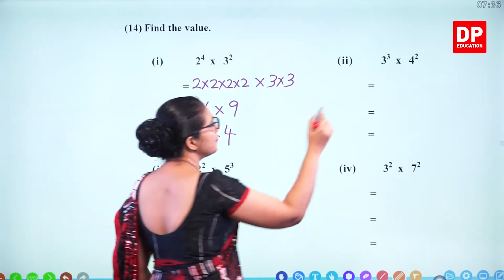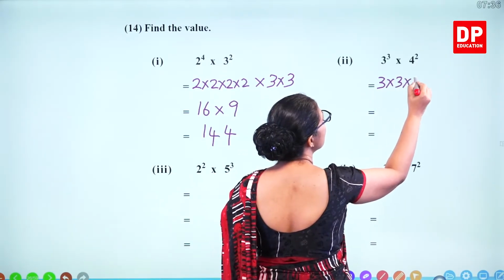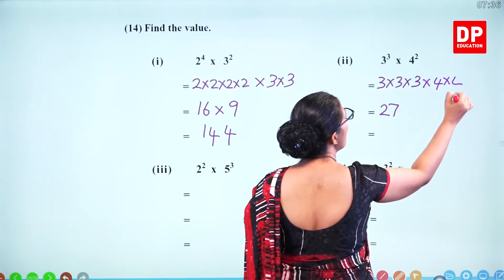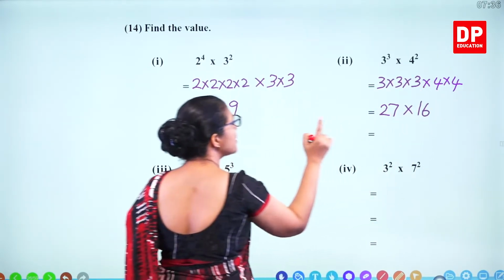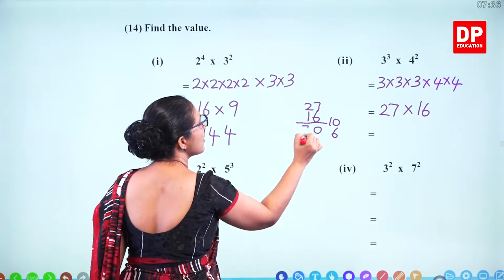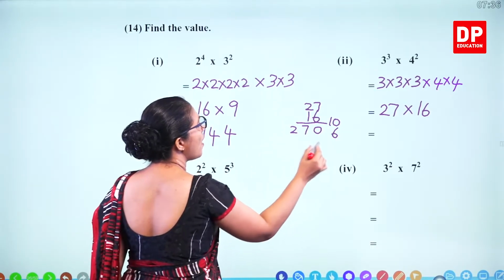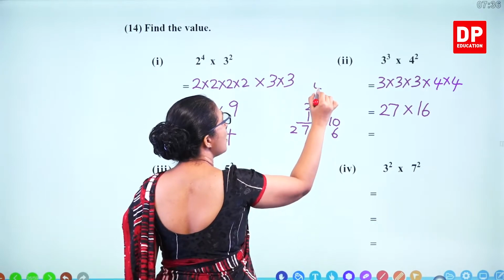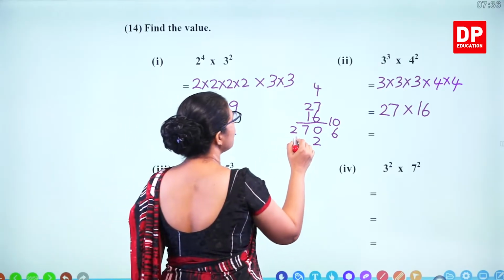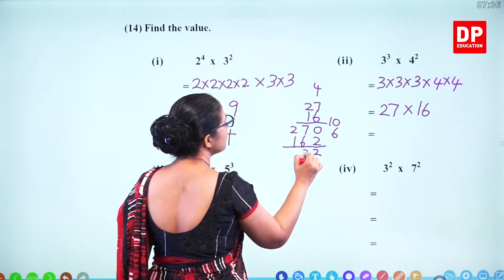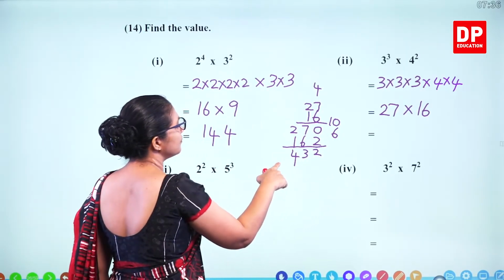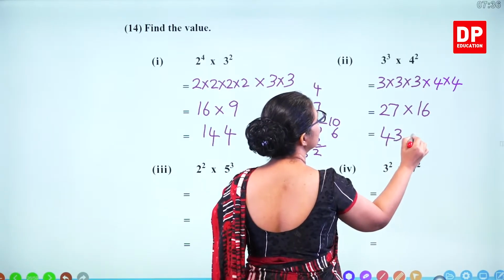3 to the power 3. That's 27. 4 squared means 4 times 4. That's 16. Now multiply 27 and 16. 6 times 7, 42 and 6 times 2, 12. 12 plus 4, 16. So when you add it, you get 432.